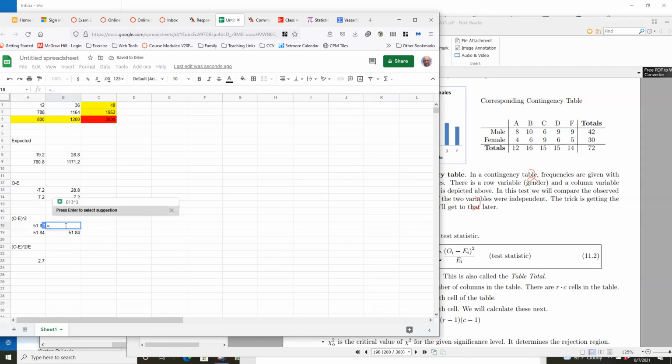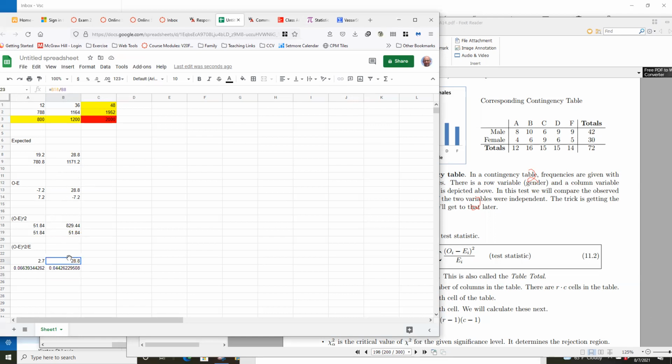I'll do equals that squared difference divided by the expected. And I'll do the same thing, equals that squared difference divided by the expected. And the same thing, equals that squared difference divided by the expected. All right.